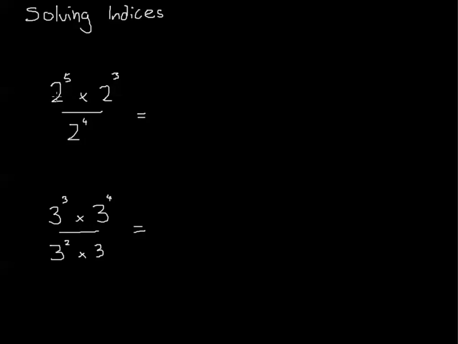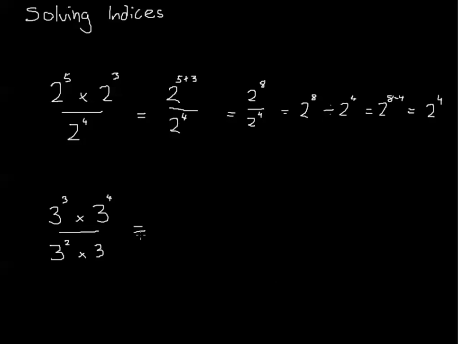So we know that 2 to the power of 5 times 2 to the power of 3 means 2 to the power of 5 plus 3 over 2 to the power of 4. Now 2 to the power of 5 plus 3 gives us 2 to the power of 8 over 2 to the power of 4. And when you're dividing indices, this means divide here, so it's the same thing as writing out 2 to the power of 8 divided by 2 to the power of 4. Remember, you take them away. So 2 to the power of 8 minus 4 is equal to 2 to the power of 4.